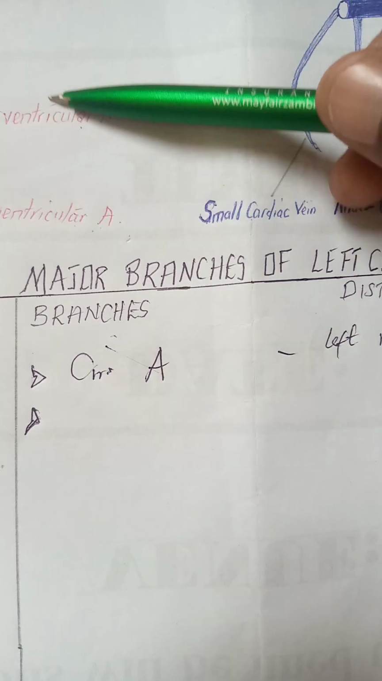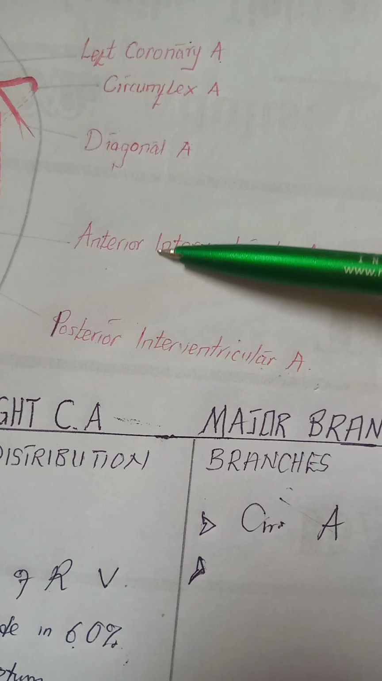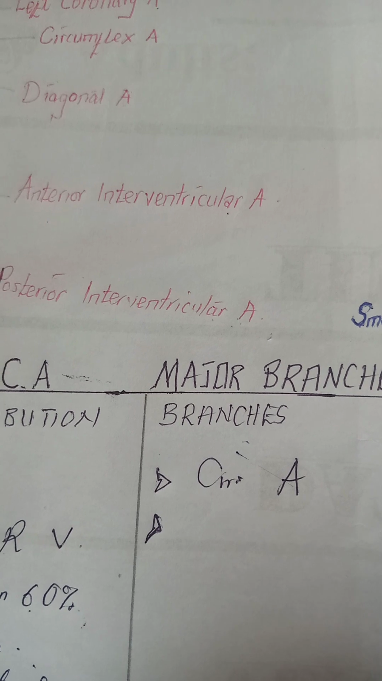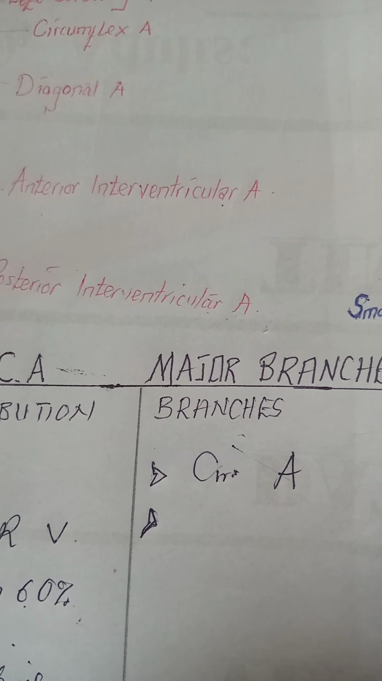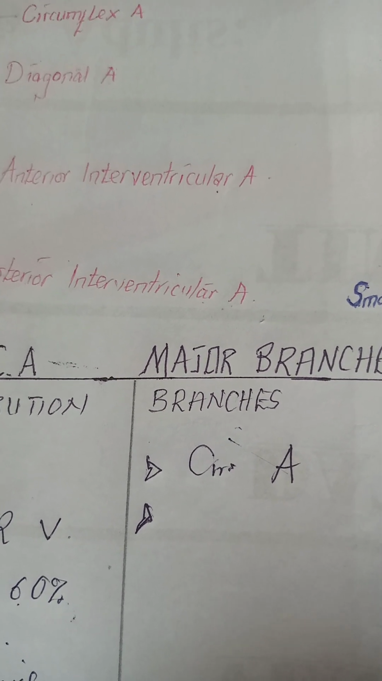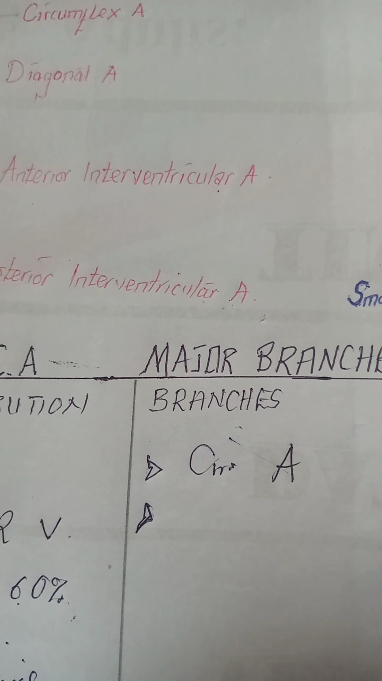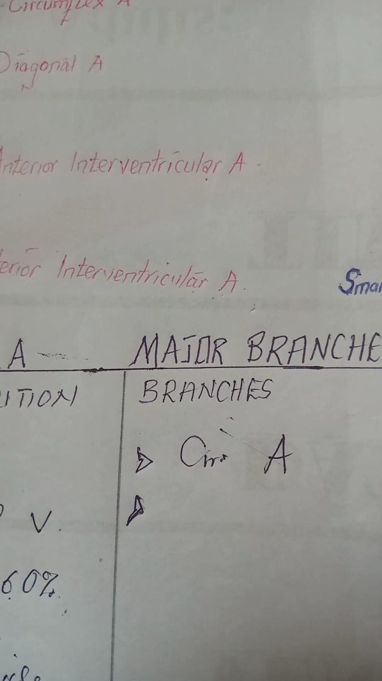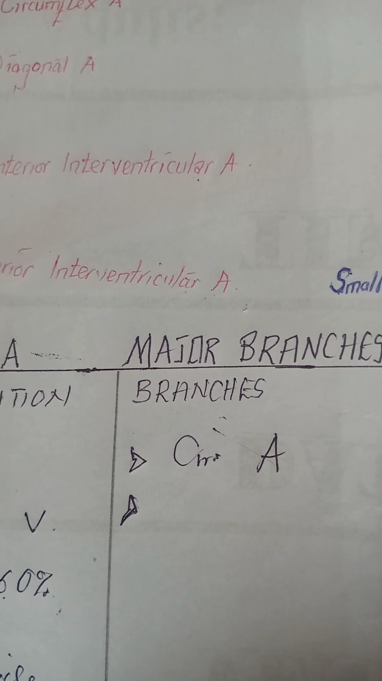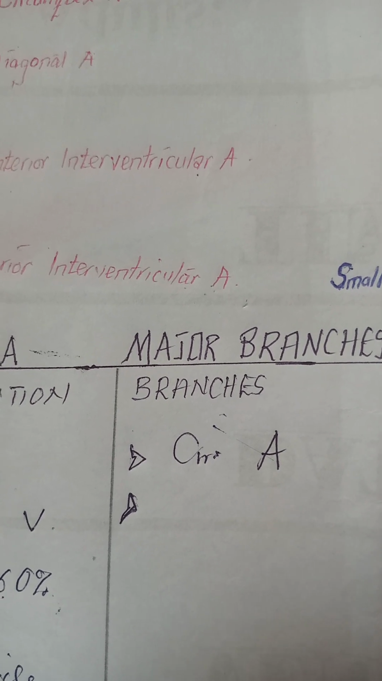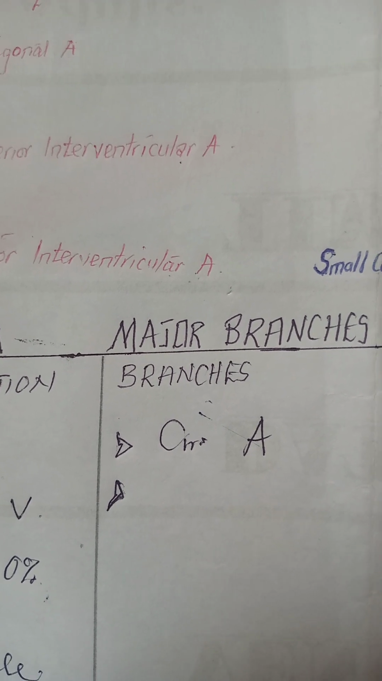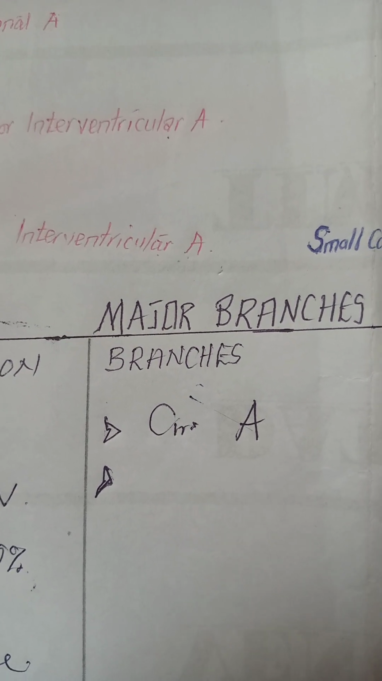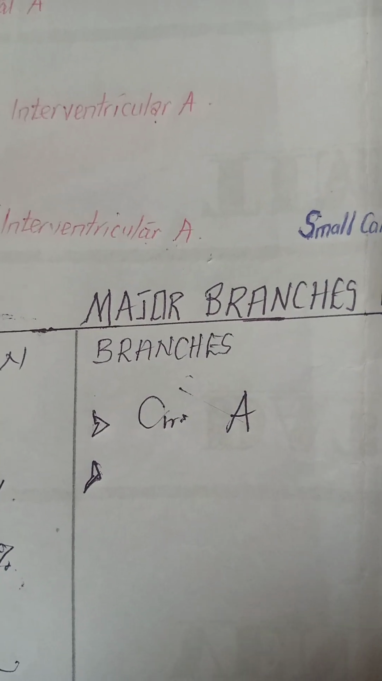So the next branch, which we have here, this same one, is called the anterior interventricular artery. Basically, this one also supplies a couple of parts, but of importance, it supplies the anterior interventricular septum. It also supplies the greater part of the right and left ventricle. It also supplies the bundle of His. Okay, so about three parts are supplied by the anterior interventricular artery.